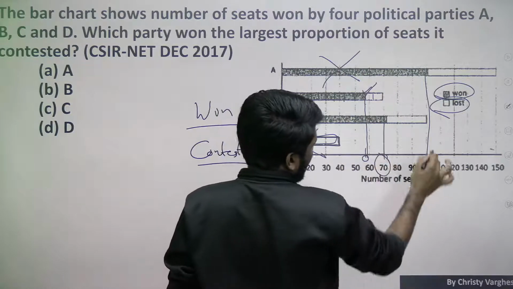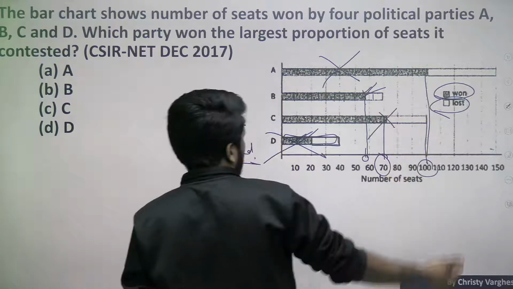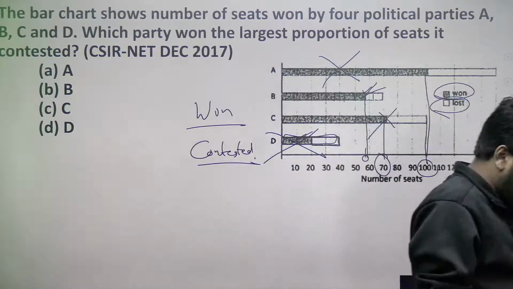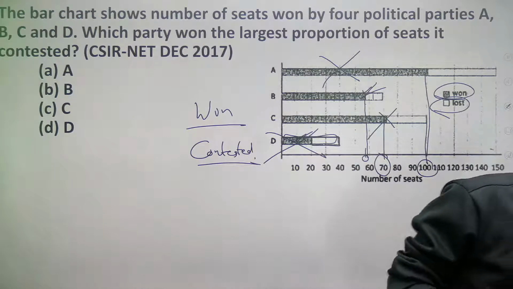And C is just 70 out of 100. That is 70% only. This is clearly above 70. So this is also eliminated. Did you all understand? I was emphasizing on the fact how you can eliminate it without actually calculating. That is why it took this much time.